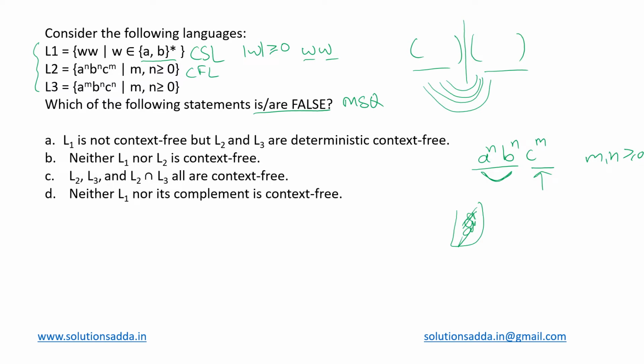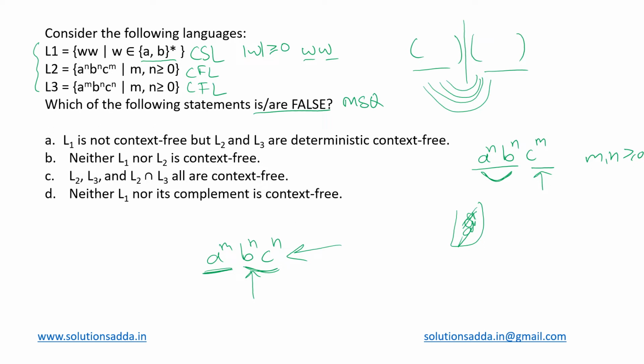Now coming to the third one, it is also the same as L2. Here we are having a raised to m, b raised to n, c raised to n. So we are having an equal number of b's and c's while any number of a's are allowed. For every a, we may either push them into the stack or we don't push them. It does not create any difference. We may opt for not pushing any a to the stack because their number does not matter at all. Then we push all the b's and then for every c we will pop out a b. This will ensure an equal number of b's and c's. So this language also becomes a CFL.